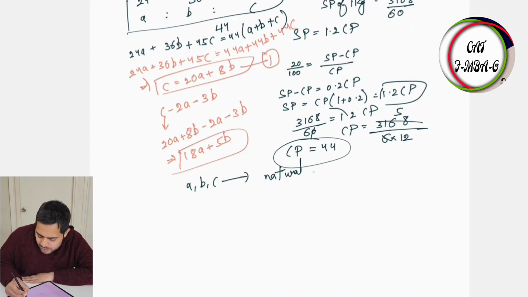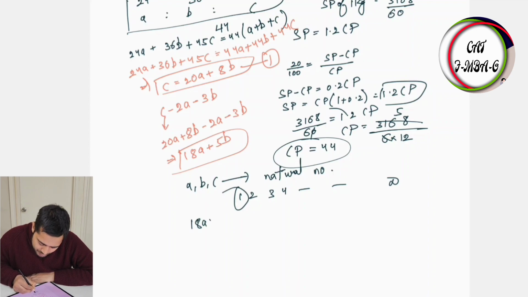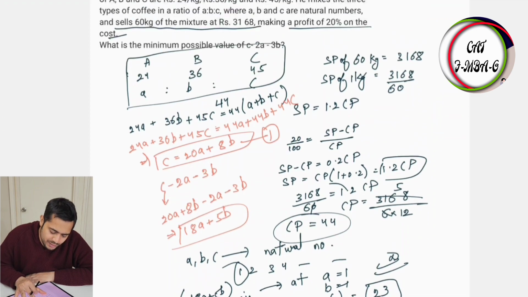What are natural numbers? Natural numbers are 1, 2, 3, 4 till infinity. These are the natural numbers. What can be the minimum natural number? Minimum natural number can be 1. So 18A plus 5B minimum value can be attained when A is equal to 1 and B is equal to 1, so 18 into 1 plus 5 into 1 is equal to 23. This is your right answer. 23 is your right answer.